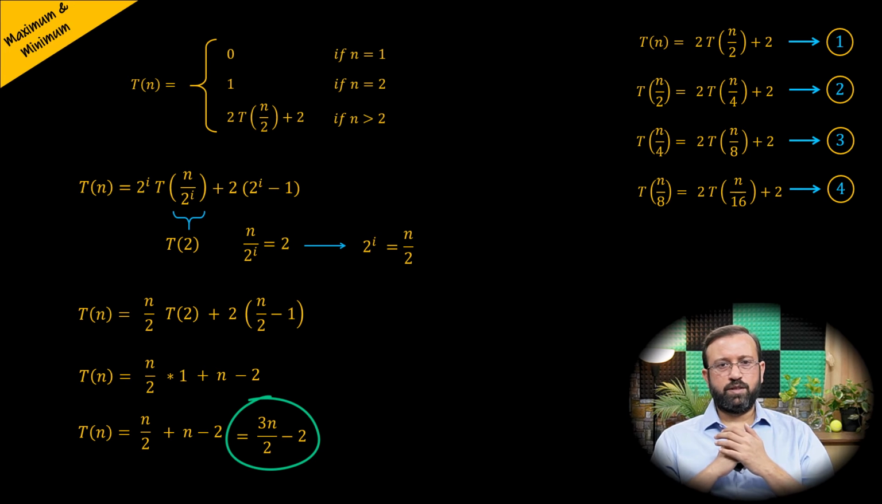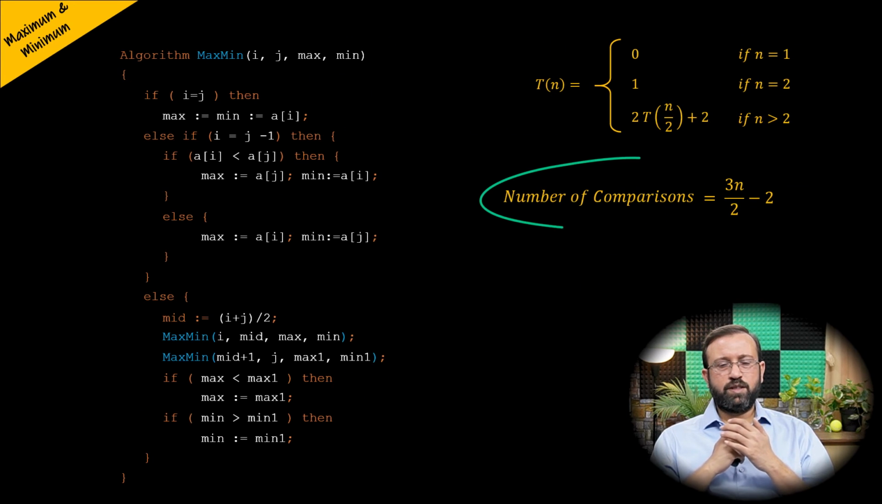the substitution method. So, the number of comparisons done by the MaxMin algorithm in the average and worst case is 3n by 2 minus 2. So this is how we apply the divide and conquer approach to find the maximum and minimum element using the MaxMin algorithm, which takes 3n by 2 minus 2 comparisons. Now let us compare this MaxMin algorithm, which uses the divide and conquer approach, with the usual straightforward algorithm available to find the maximum and minimum element.